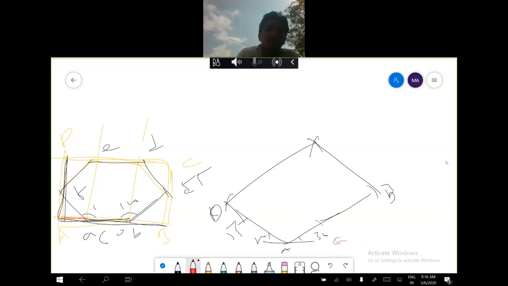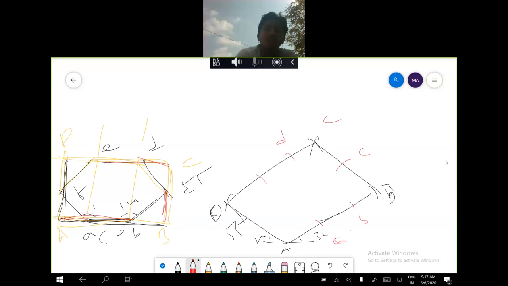From A to B I will measure here, cut an arc here. I will get a B point. From B to C I will measure here, cut an arc. I will get a C point. This one is C. From C to D I will measure here, cut an arc here. I will get a D point.